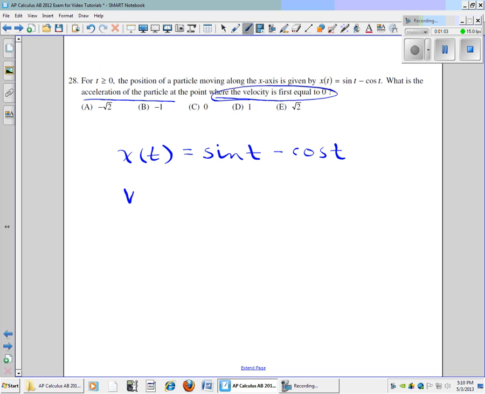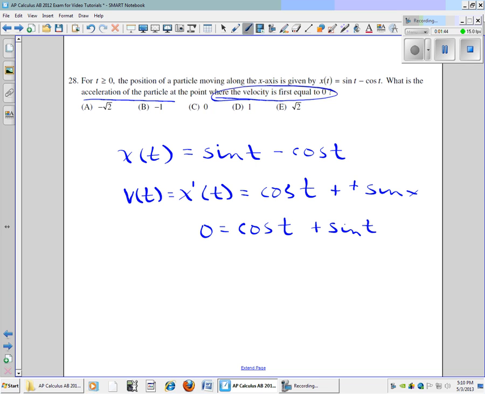So let's begin with velocity, which is equal to the first derivative of the position. And the derivative of the sine function is cosine. And if I subtract and take the derivative of the cosine, I get negative sine. And if we subtract a negative, it becomes plus a positive. Now, we want to find when the velocity is first equal to 0. So we're going to set that equal to 0 and solve. So the cosine of t plus the sine of t, we want to know when is that 0?